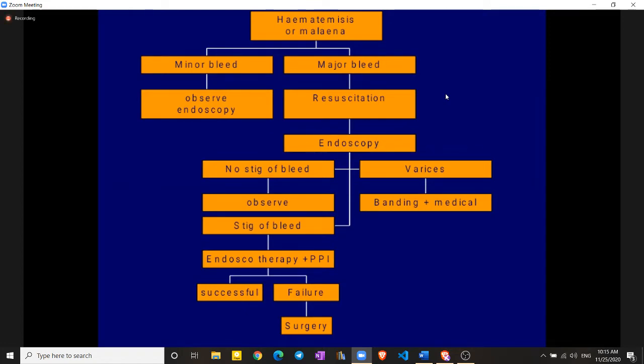So on endoscopy, are there varices? Then it's banding and medical treatment. If it's non-variceal, when you look, is there no stigmata of a bleed? Example, are there clots? Is there an ulcer covering the clot? If there is no stigmata there, you can observe. If there are stigmata of a bleed, then you have to give therapy. Endotherapy plus PPI, IV. Failing which, you can go for either surgery, or you can do what's known as a mesenteric angiogram and block the artery that is supplying the vessel, right? If that also fails, you can go for surgery, right?